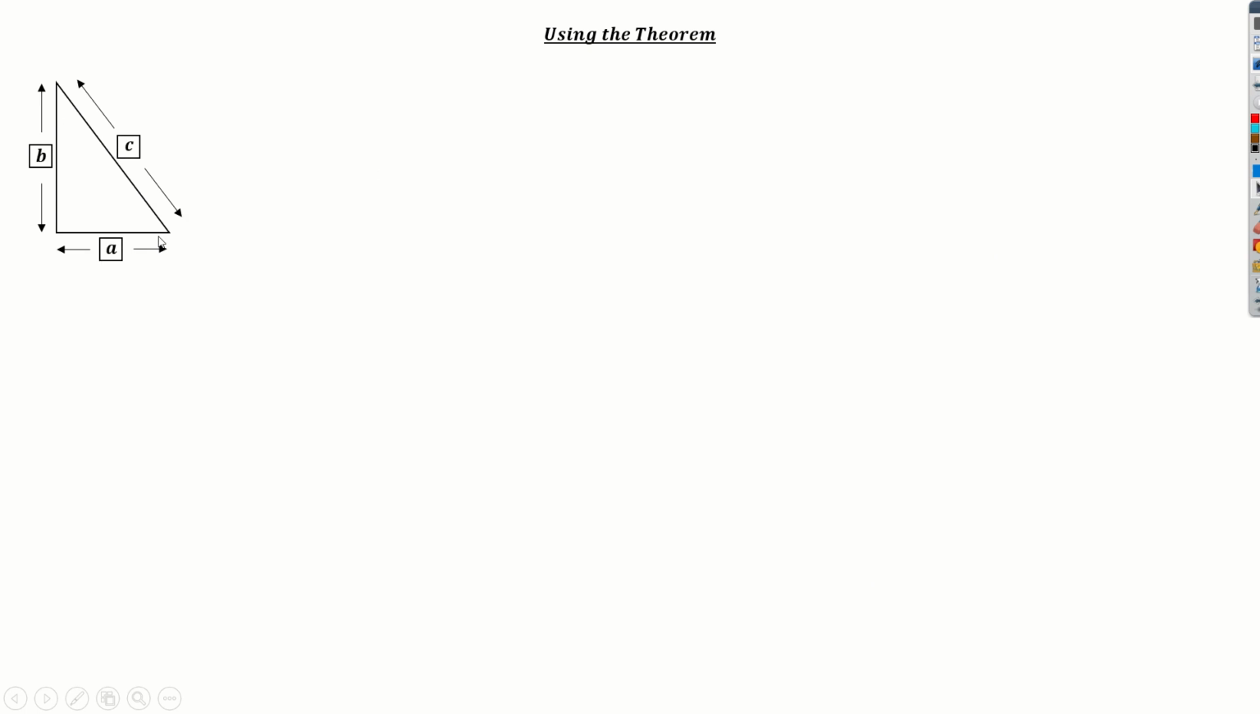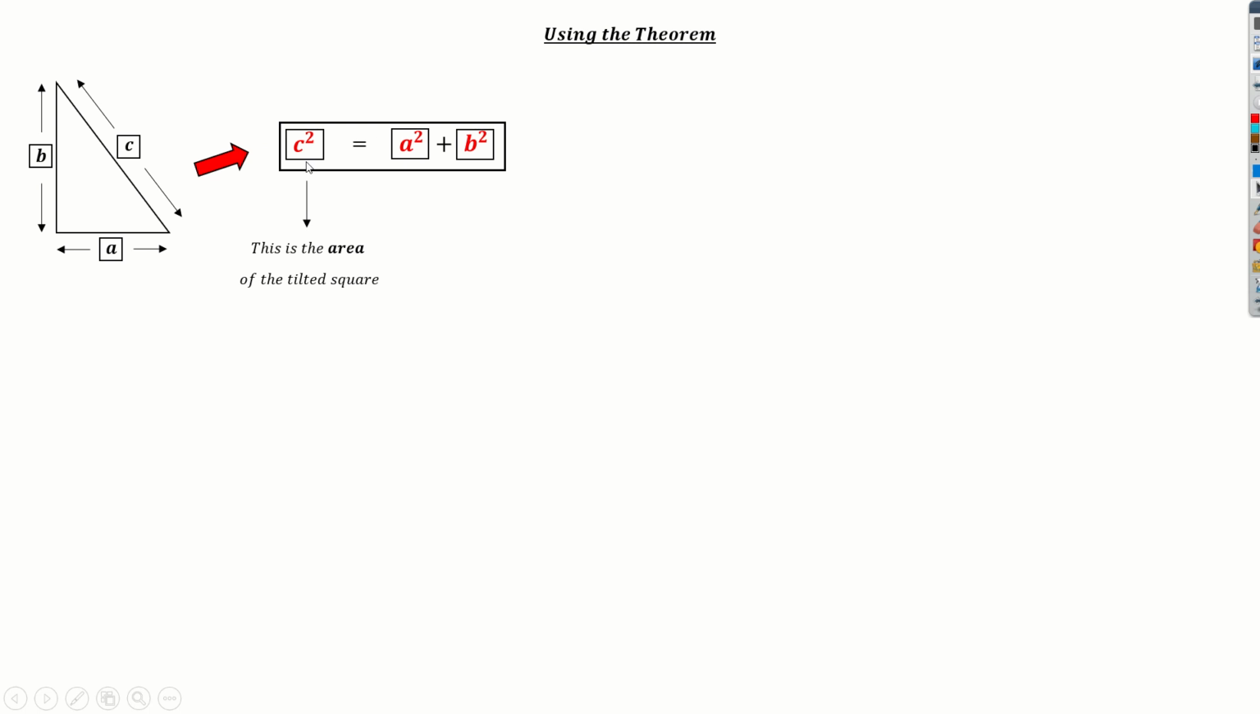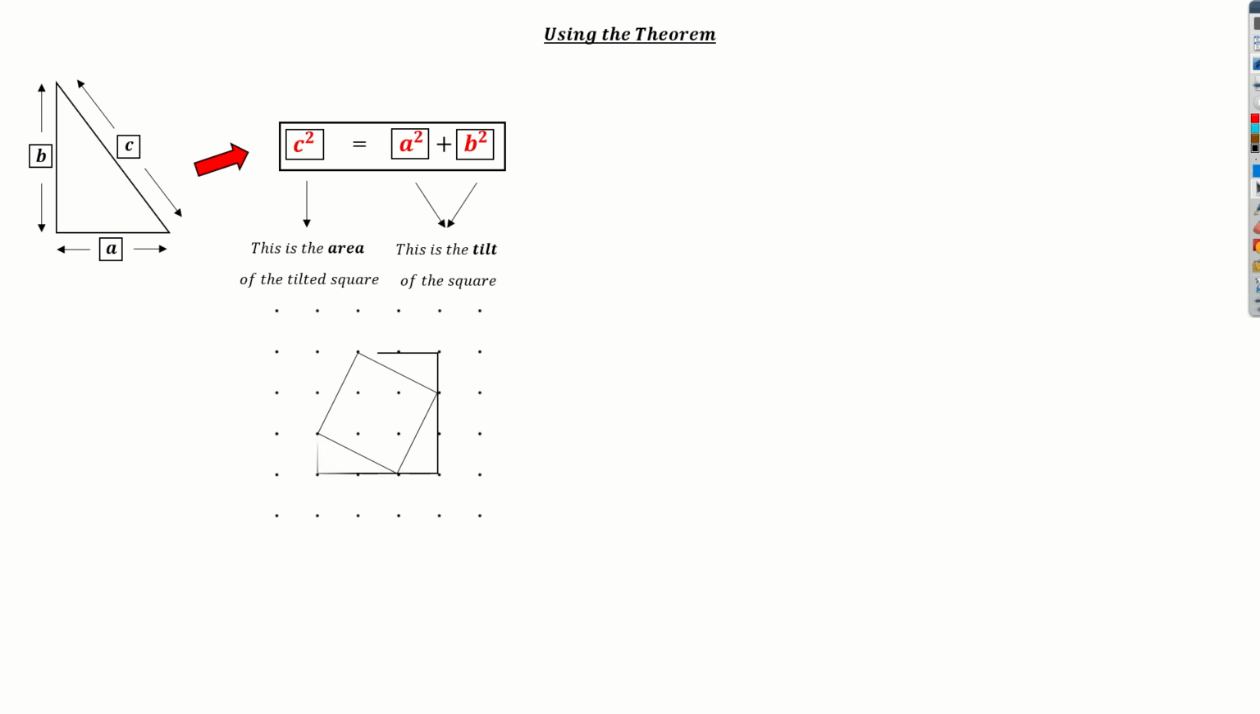If you've got your triangle down here, it's A, B, and C. C is the long side. Then this is the theorem that we're using: C squared is A squared plus B squared. C squared is the area of the tilted square, and then these two are the squares that we put on the other sides, the two smaller squares. So let's do another example using this theorem.